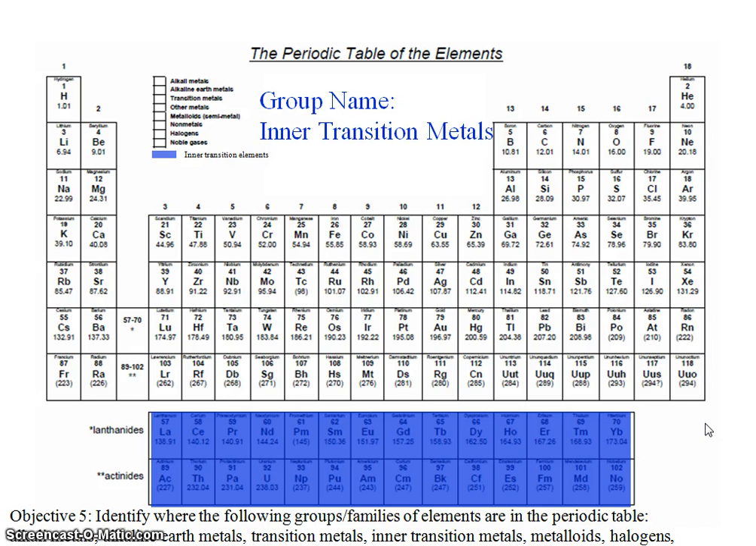One more group on this periodic table that I will have you identify is called the inner transition metals. This is the F block of the periodic table. These are also known as the rare earth elements. You might want to jot that down next to this term right here: inner transition elements, also known as rare earth elements.